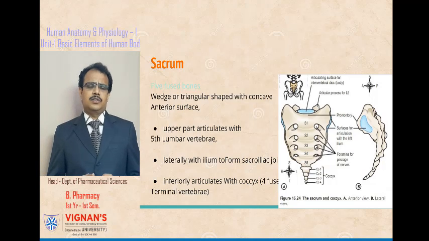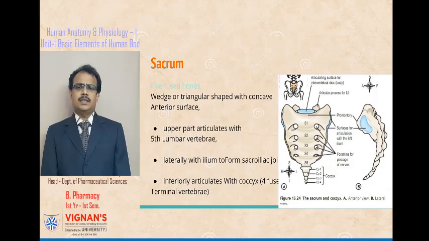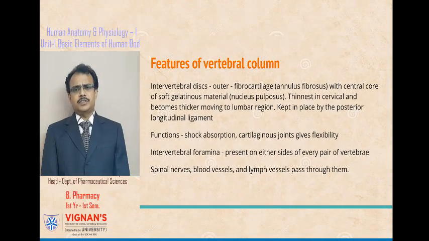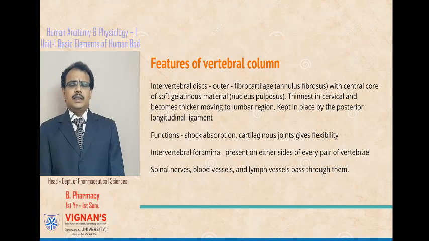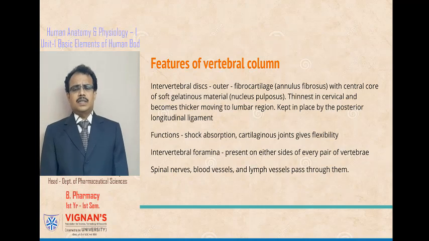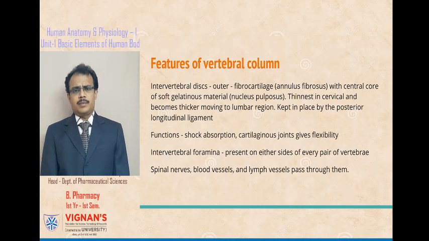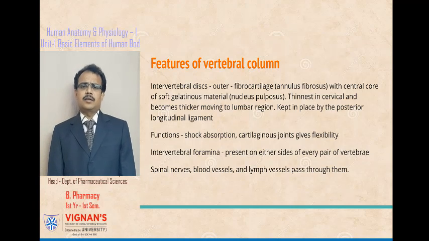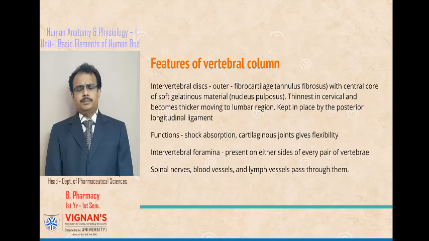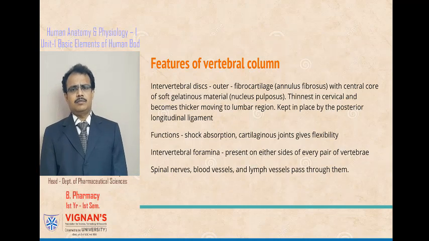These are the characteristics of individual vertebrae. Now, let's see about the other features of vertebral column. In this, we will be discussing about intervertebral discs, intervertebral foramina, ligaments of vertebral column, various curvatures of vertebral column, movements of vertebral column, and functions of vertebral column. First, we will start with intervertebral discs.